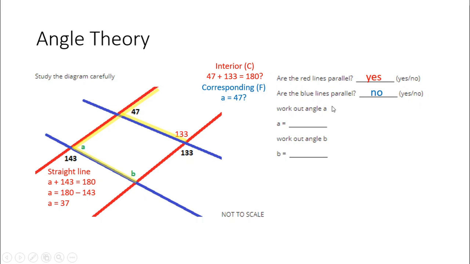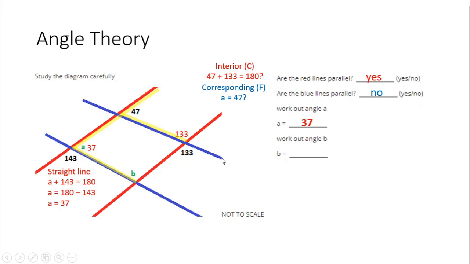Right, we've already worked out A using the straight line rule. I hope none of you tried to use this F pattern because we didn't have parallel lines there. So A is 37, not 47. Work out angle B. Now be careful with angle B. Remember what we said above. The red lines are parallel, but the blue lines are not.